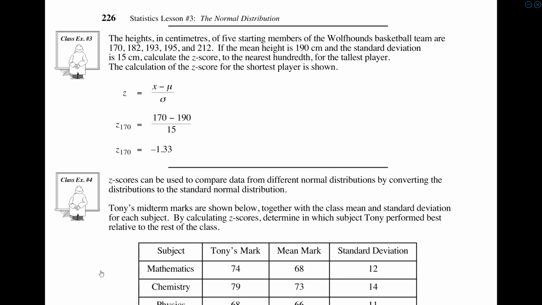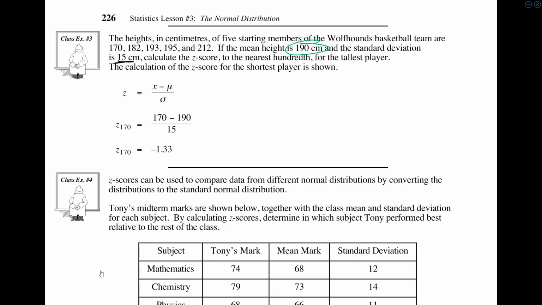Now, the heights of the 5 starting members of this basketball team are 170, 182, 183, 195, 212. The mean is 190, the standard deviation is 15. That's really nice, I didn't have to calculate that. Thanks for giving that to us, question. What's the Z-score of the tallest player?